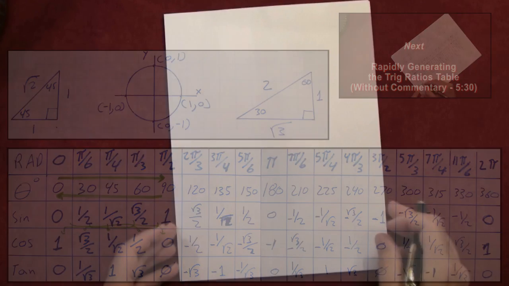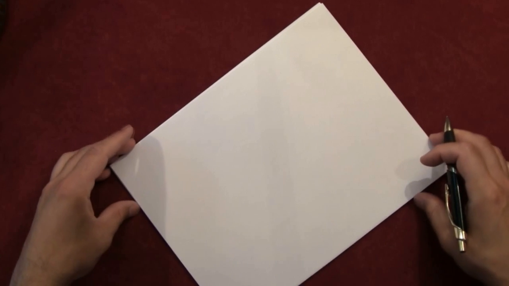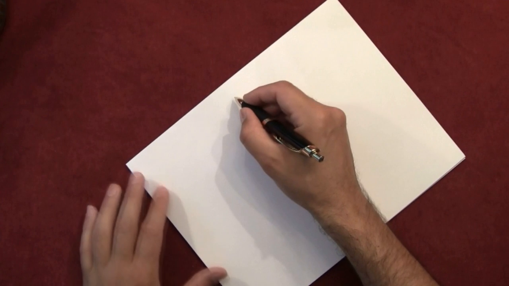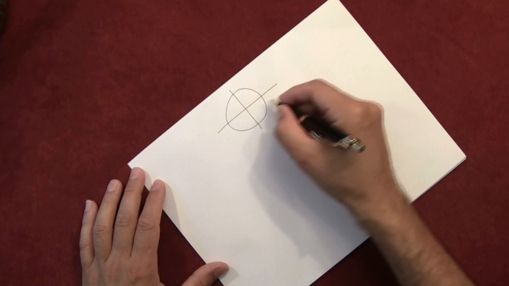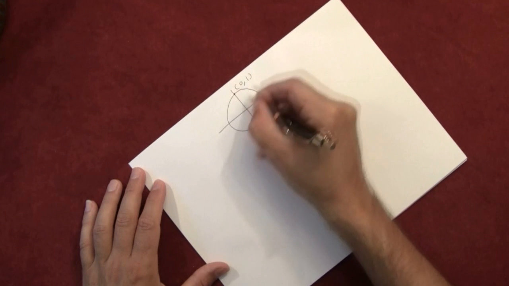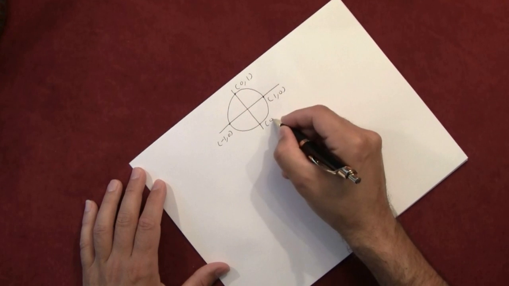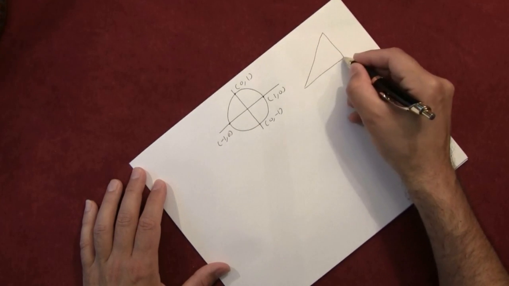Okay, so what I'm going to do to generate this table is flip the paper like this, and make it as big as possible so it comes out on the camera. And it's okay to do this if you're writing a test as well. That way everything's big and stands out for you, right? So what we need is our unit circle, right? The coordinates are 1, 0, 0, 1, negative 1, 0, and 0, negative 1.